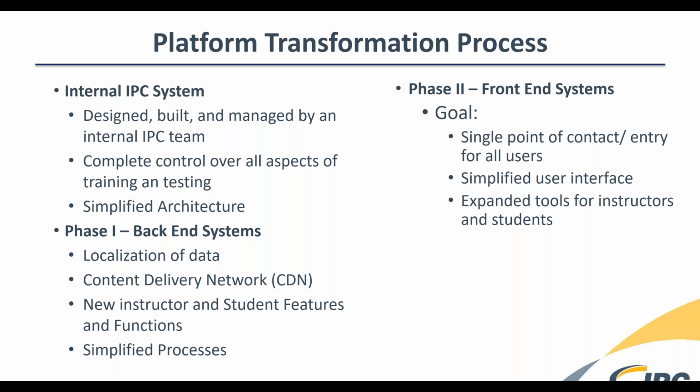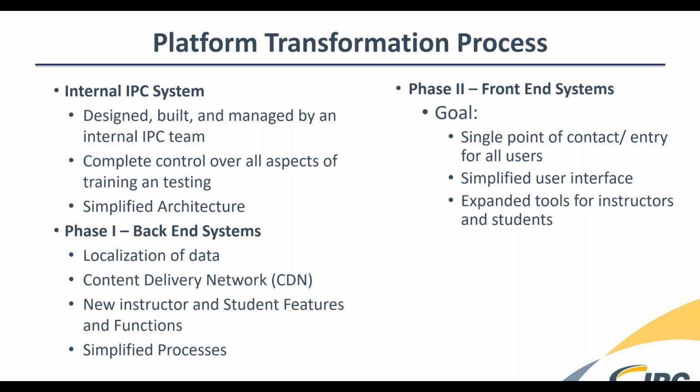But another thing that we're doing is, since we were moving to the cloud, we wanted to use the cloud infrastructure to provide better uptime, better connectivity, and to better spread out our resources around the world. So we're using something called the Content Delivery Network, a CDN, so that now information, for example, pictures on a test, are located throughout the world.